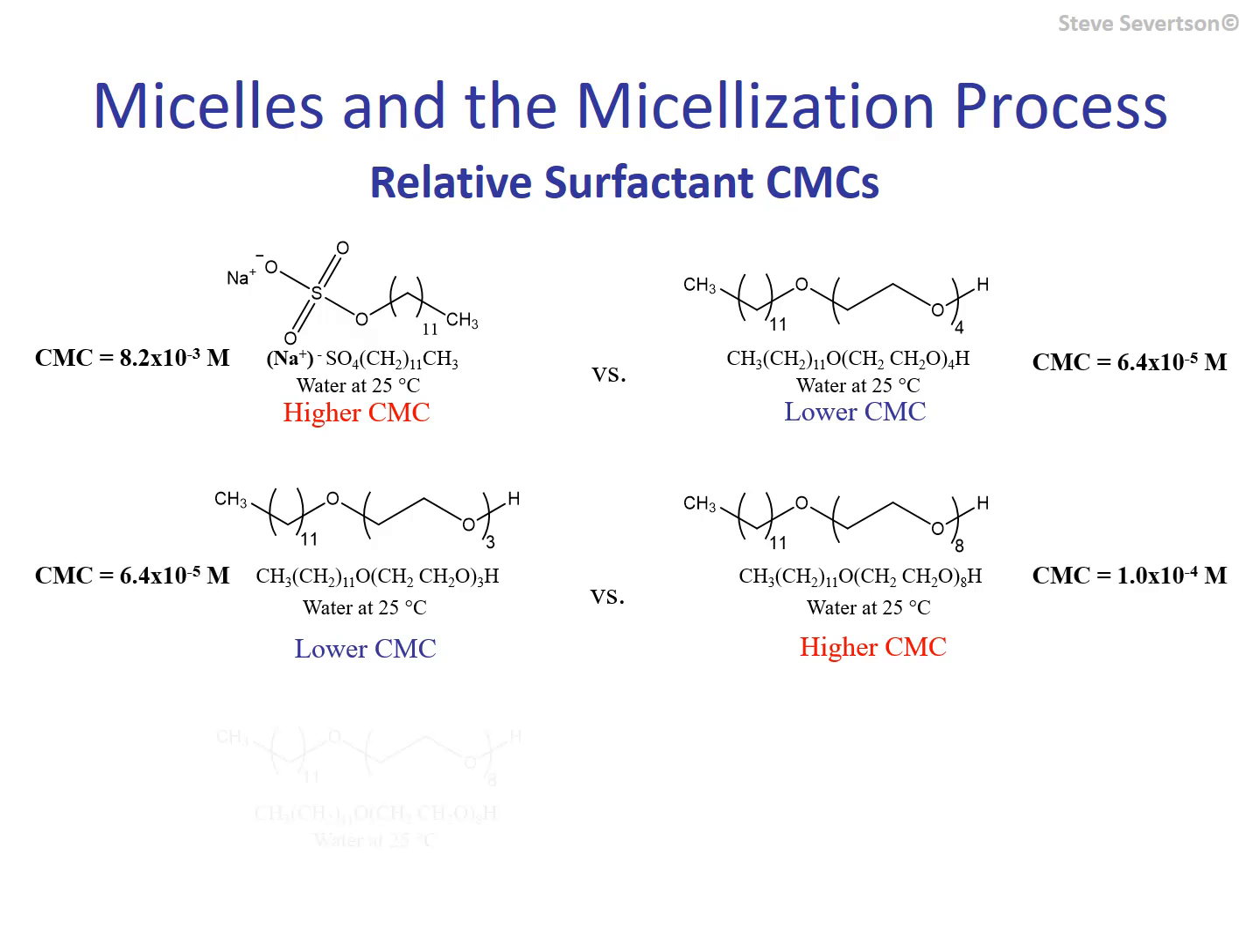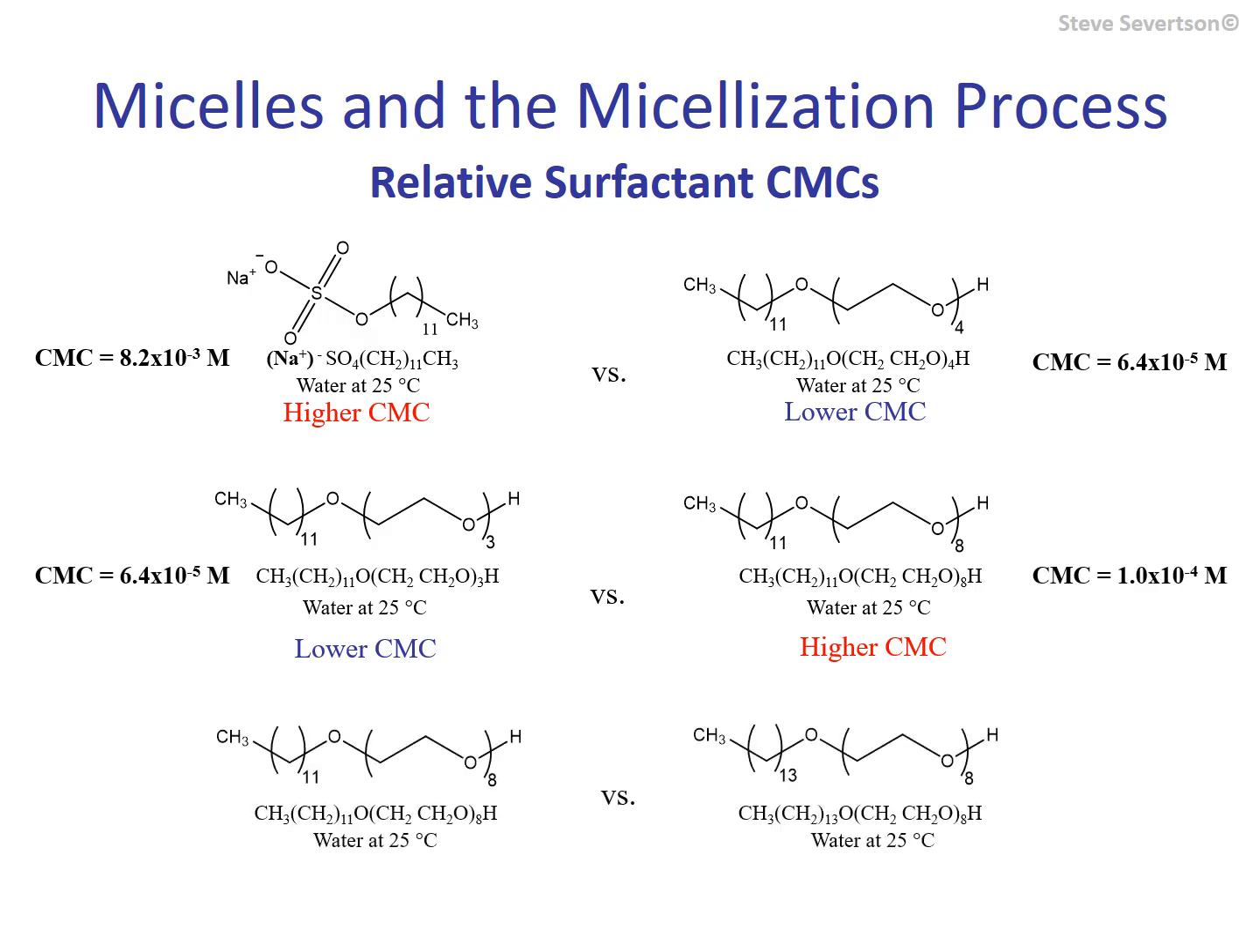The next comparison is again between two alkyl alcohol ethoxylates. This time, both surfactants possess the same number of ethylene oxide linkages, 8, but the surfactant on the right has a larger hydrophobe which contains 2 additional methylene linkages. This makes the second surfactant more hydrophobic, which provides it with a lower CMC value. This is consistent with the reported CMC values. These last two comparisons again demonstrate the relative influence of increasing the number of methylene linkages versus increasing the number of ethylene oxide linkages.